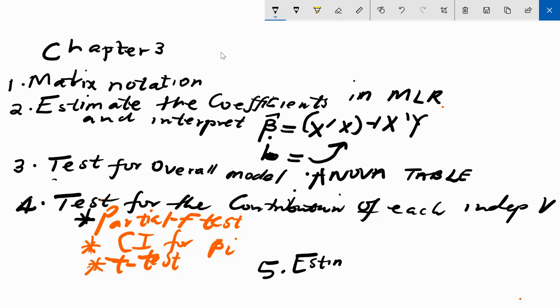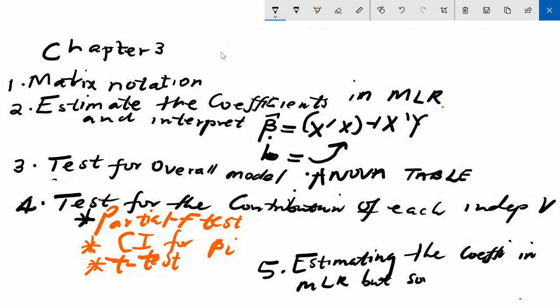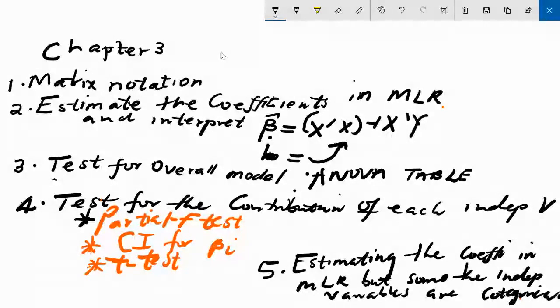Estimating the coefficients in multiple linear regression, but some of the independent variables are categorical, meaning that the variable is not numeric. Number five is what we covered last week.